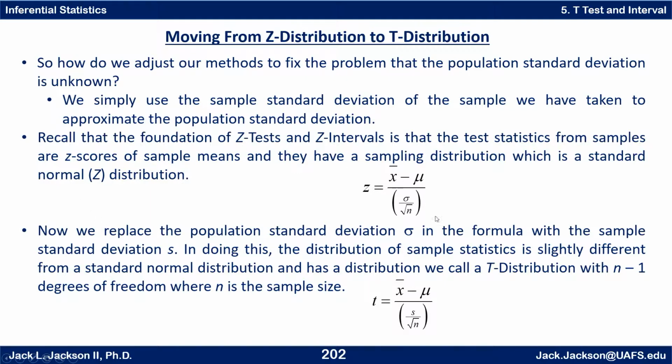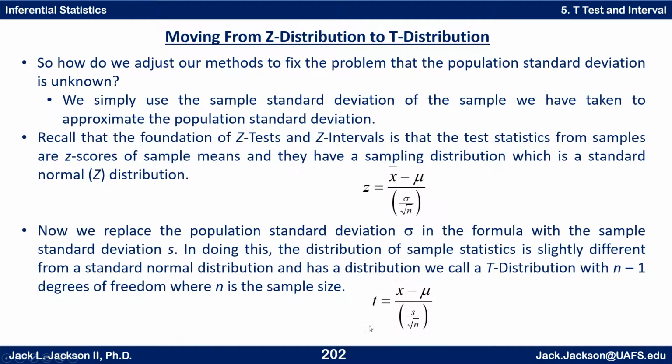Well, that's pretty easy. So remember that the thing that we're looking at is the z-score in a z-test and z-interval. And so that is the x bar value minus the population mean over the standard deviation of the x's, sigma sub x or sigma, divided by square root of n. And that gives us a z-score which is distributed as a standard normal distribution. And so this is sometimes called the z-distribution. That's our test statistic. That's our distribution we're looking at. And everything is based on that.